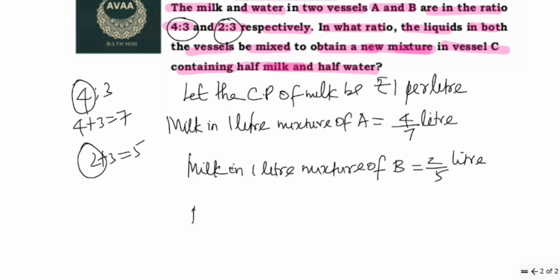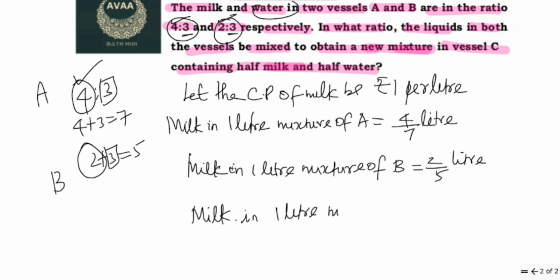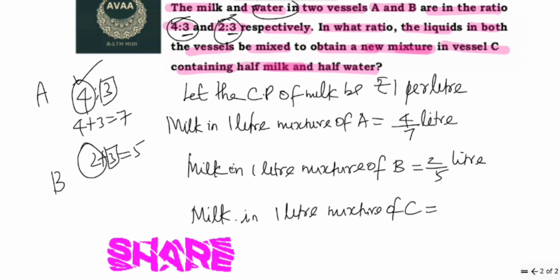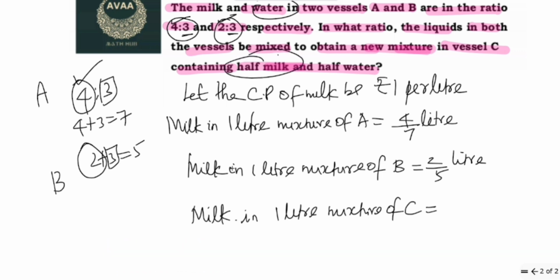So now we are looking into the milk only. So this is our A, this is our B. The first one always denotes our milk. We are not bothered about the water. 3 denotes actually the water. We are not at all bothered. We are bothered about only our milk. That's why we are considering 2 as well as 4. So 2 out of 5. So milk in 1 liter mixture of C. We want half milk. They themselves mention it in the question. So that is half a liter.